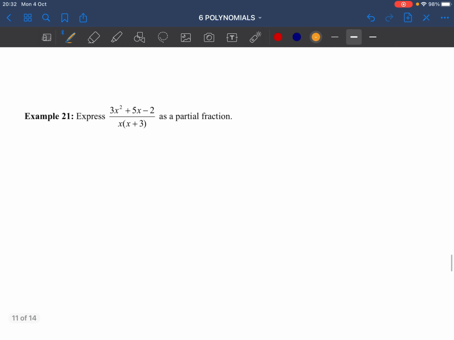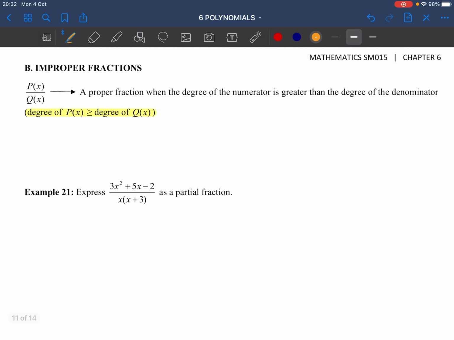Let's say if you have x square over x square plus 1, or x cube over x plus 1. The degree is the highest power of your polynomial, and the degree of the numerator is greater than the degree of the denominator. So the first thing that you have to identify is whether it is a proper or improper fraction. If it is an improper fraction, the first thing that you have to do is long division. You must do long division.